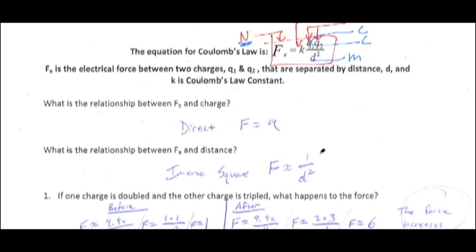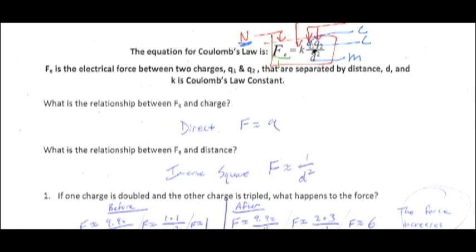Alright, so what's the relationship between Fe and distance? So what's the relationship between the force and distance for an electrostatic occurrence? It is inverse square, and it's because if we look at this, the d is in the denominator, so if this is in the numerator and this is in the denominator. The reason that I say this is in the numerator is because we could say over 1. All right? And that doesn't change anything.